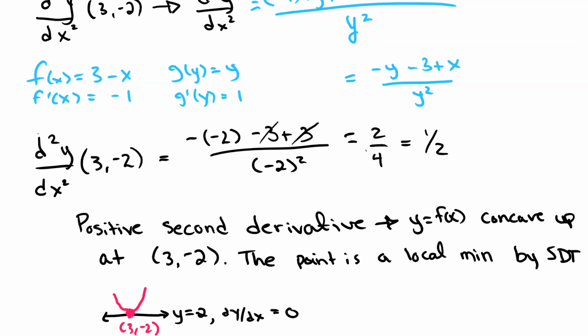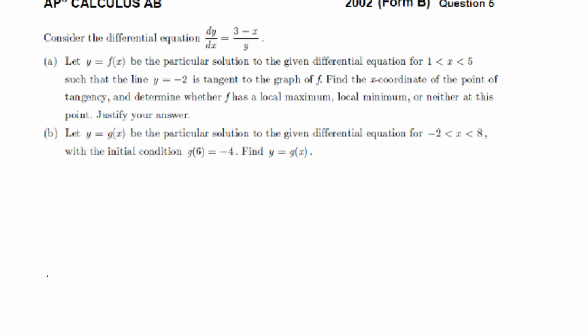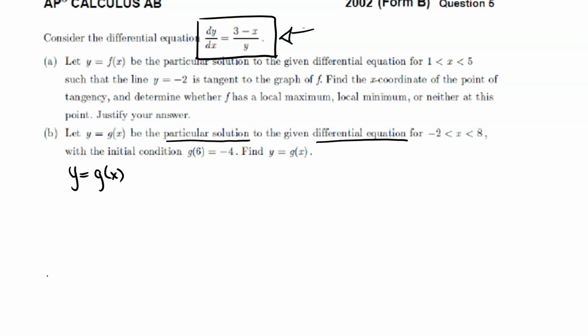Now we're going to look at B. So we're considering the same differential equation. Let's go ahead and read what we've got going on. Let y equal g of x. So we know our original function is going to be g of x, the particular solution to the differential equation, so to this guy up here.